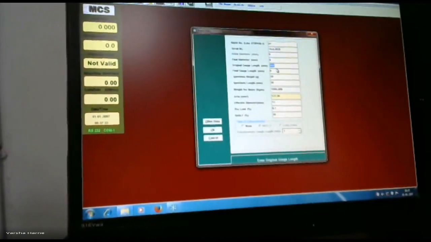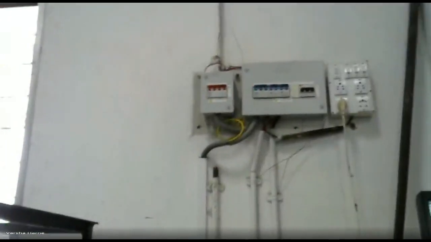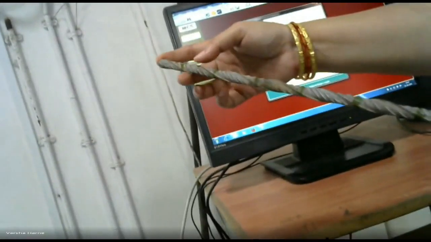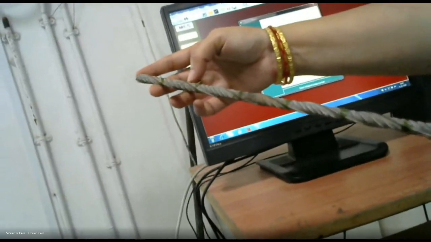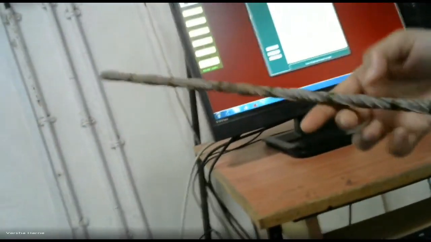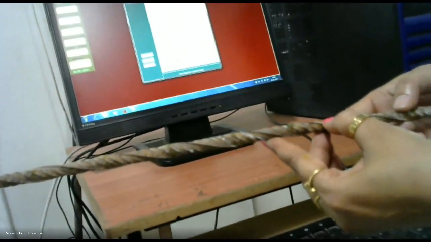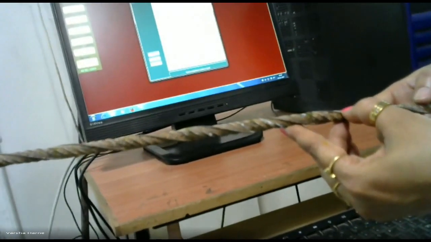So see here, this is our rod. The total length of that bar is 600 mm. I mark the center of that bar, and according to that, what is our gauge length? Always remember the gauge length is 5 times the diameter. If it is an 8 mm bar, what is your gauge length? 5 times 8, that is 40 mm.